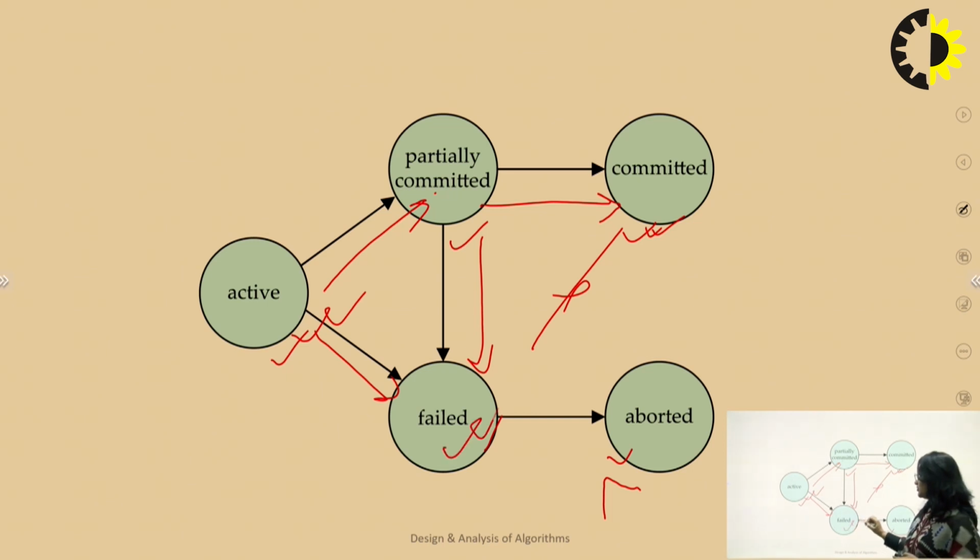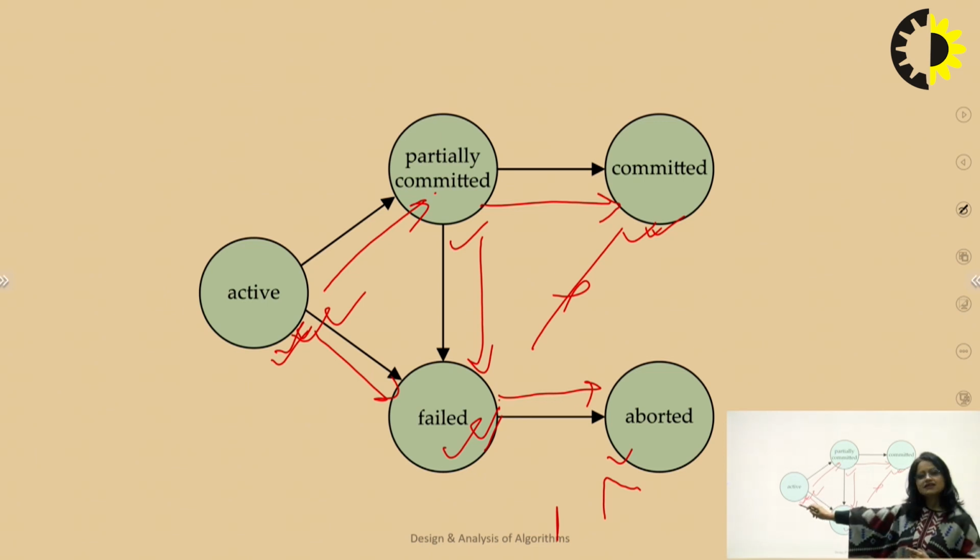When, due to any case, from active or from partially committed, a transaction fails, we have to abort the transaction and roll back to the safe state, and again it has to start in the active state. So now it is very clear that these are the 5 states of the transaction.